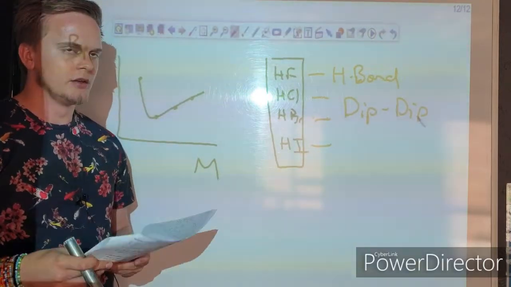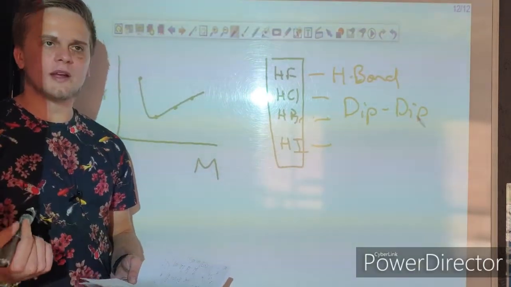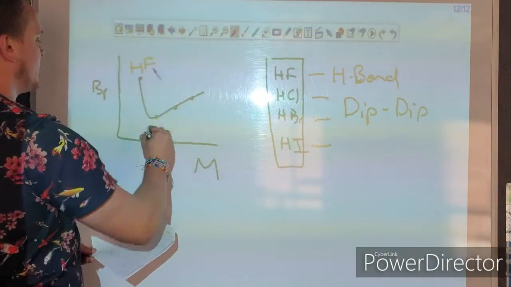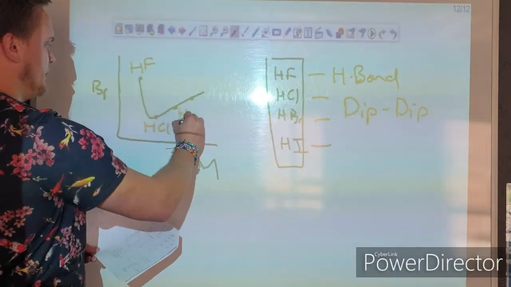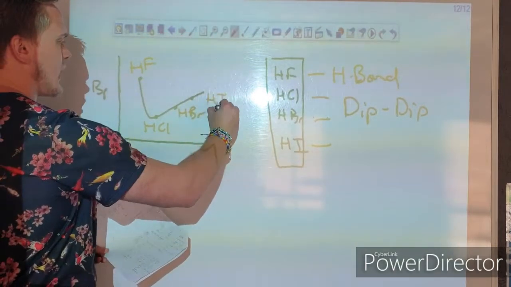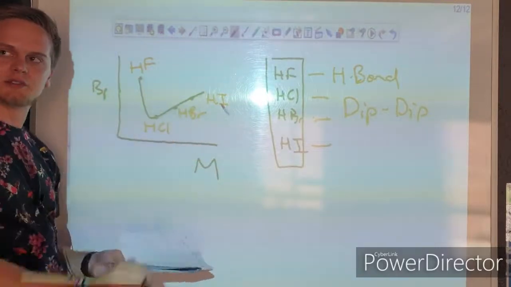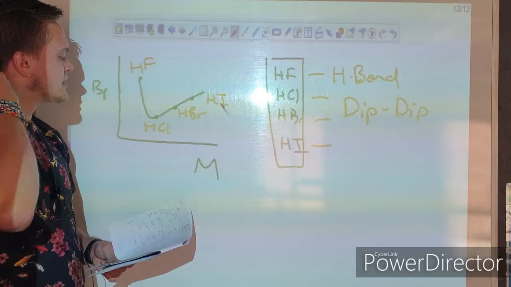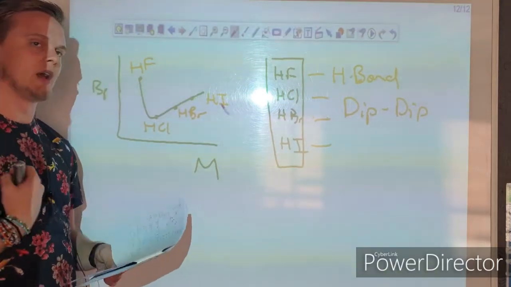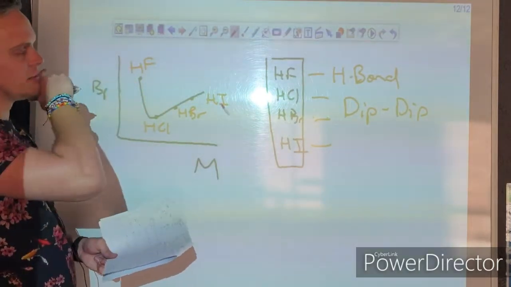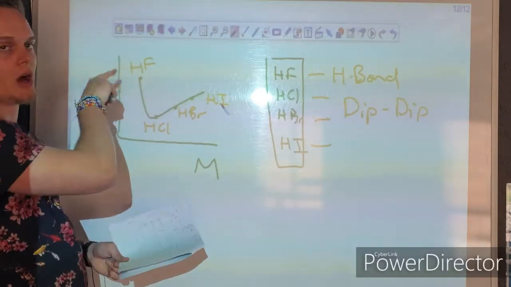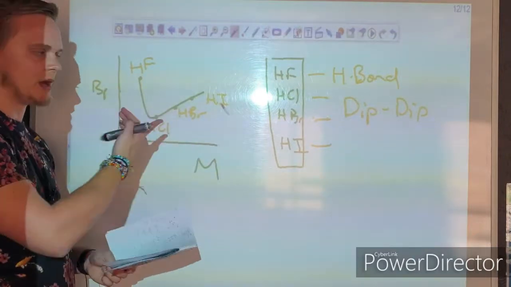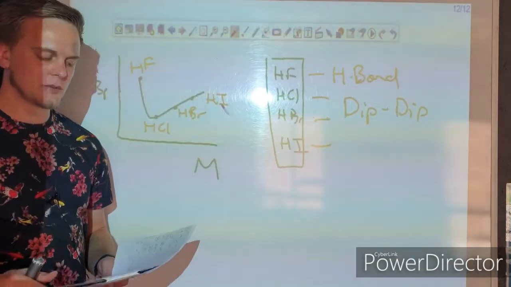And that is weaker than our hydrogen bond. So that means HF will be this molecule, this will be HCl, HBr, and that will be HI. Now why did it increase from HCl to HI? That increase shows there's an increase in the molecular mass. So the stronger the intermolecular force, the higher the boiling point, but the increase in the molecular mass also increases the boiling point.